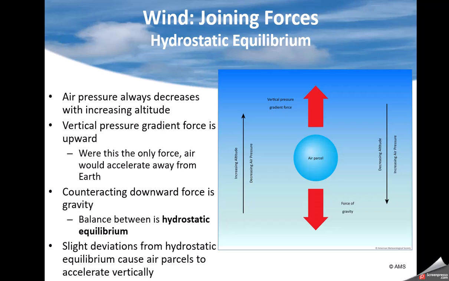This balance, called hydrostatic equilibrium, is the pressure gradient force in the vertical balancing the pull of gravity down towards Earth. Gravity only acts in the vertical, it doesn't act in any other direction. So it holds that air parcel in place. Now, if the air moves over a mountain, the air parcel is going to rise, but because of the way hydrostatic equilibrium is, it will rise at a constant rate. Then it will sink at a constant rate. There's no acceleration with the hydrostatic equilibrium.